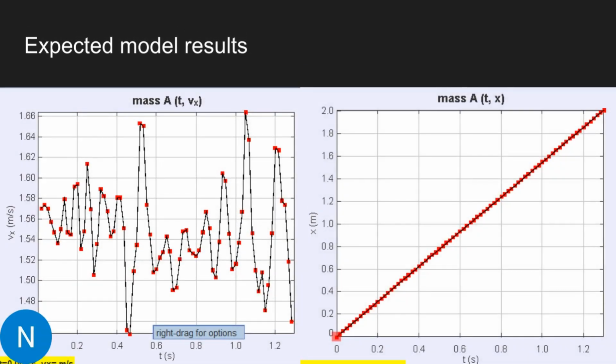Here's the experimental model results. Of course, the velocity is up and down, but it is mostly at 1.56. It doesn't vary by more than 15%. And then on the right, there's the graph of position versus time, where you can see it is mostly linear because the ball is rolling with constant velocity.